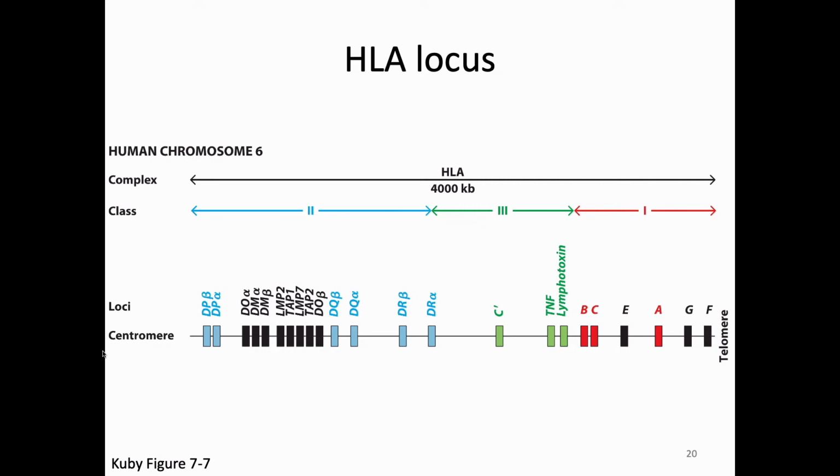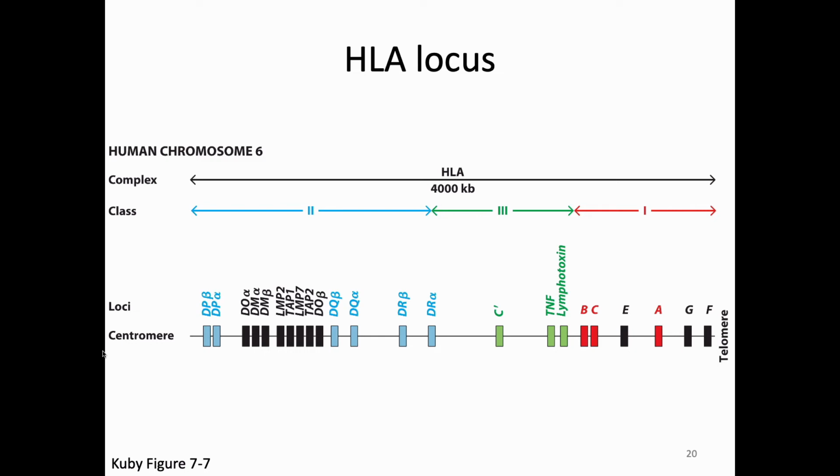We also have some human class 2 genes. They are HLA-DR, HLA-DP, and HLA-DQ. So these are the human class 1s and the human class 2s. I like to remember that class 1s have 1 letter and class 2s have 2 letters, with A, B, and C, or DR, DP, and DQ.